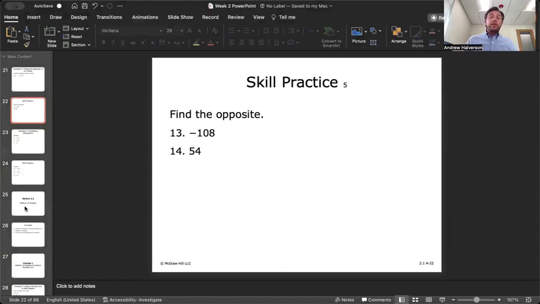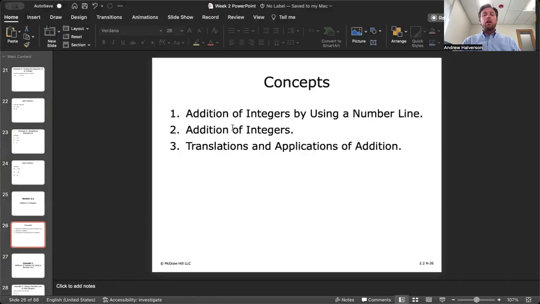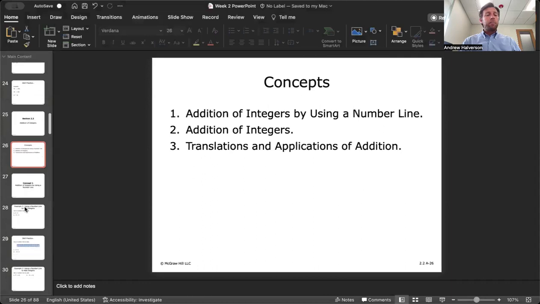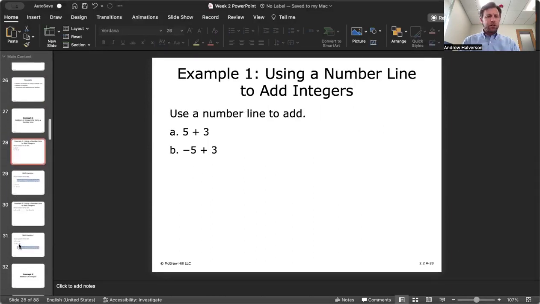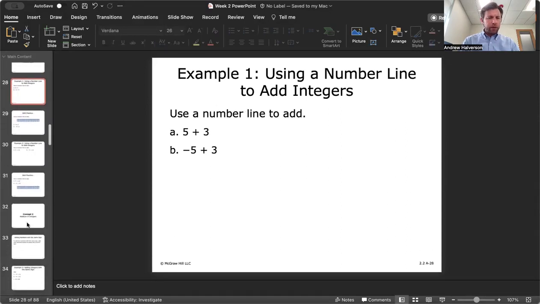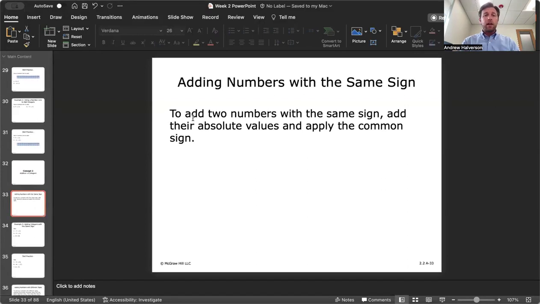So now what we move into is the rules for working with positives and negatives: adding, subtracting, multiplying and dividing. And probably the more challenging part is the addition and subtraction of it all. Actually, I don't really like the number line version, so let me jump ahead in the PowerPoint here. This is the way I like it.